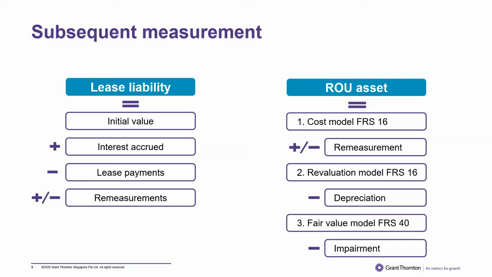For ROU asset, once you've determined the ROU asset, you decide the depreciation policy under FRS 16. So in that scenario, you select either the cost model or the fair value model. For the cost model, you depreciate it over the life and test it for impairment if there's an indicator. If it's a fair value model, then you would fair value at every reporting date, and the fair value gains and losses will go into the P&L.